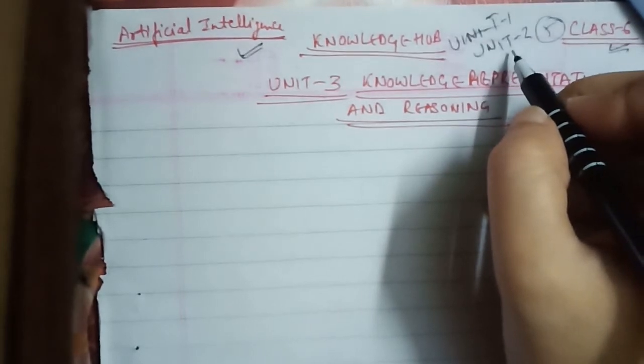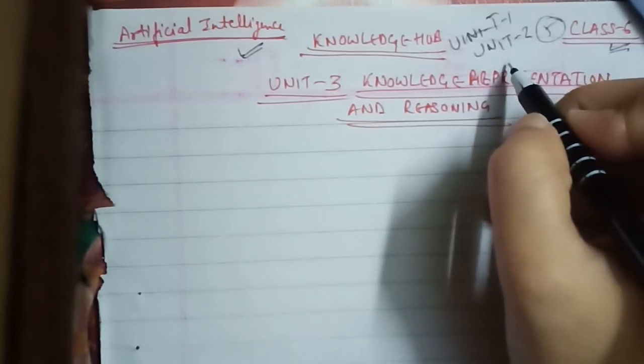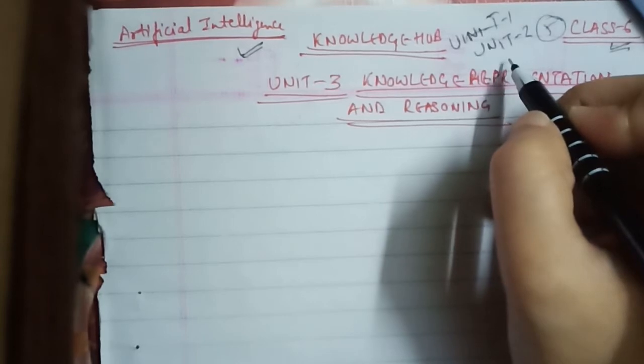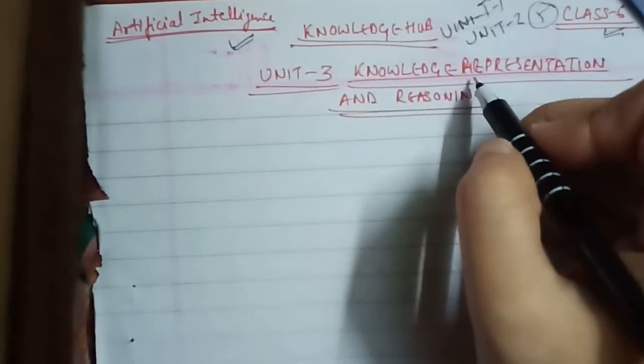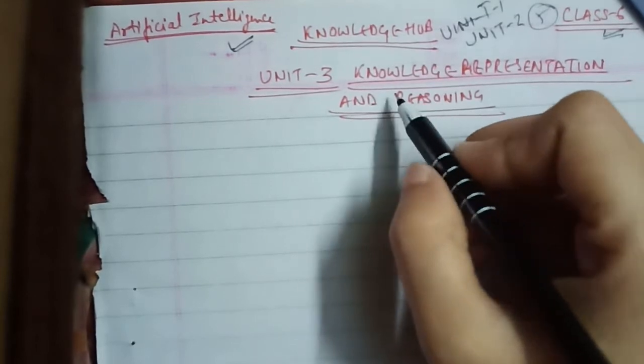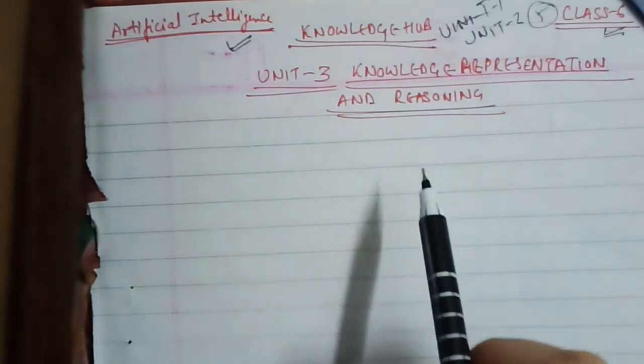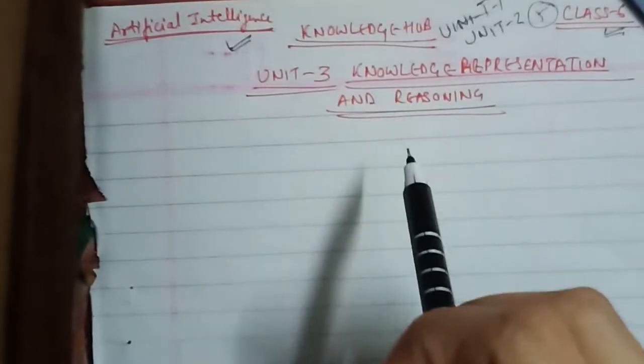Unit 2 we had covered, and we had completed the introduction as well. And in this class we'll start with unit 3, the name of the unit is knowledge representation and reasoning, where we'll discuss this unit 3. This is a very important unit as well, and it is helpful to you.